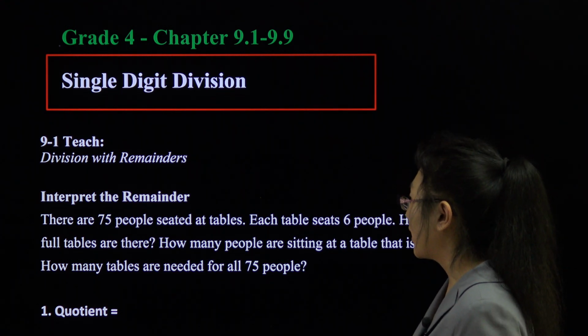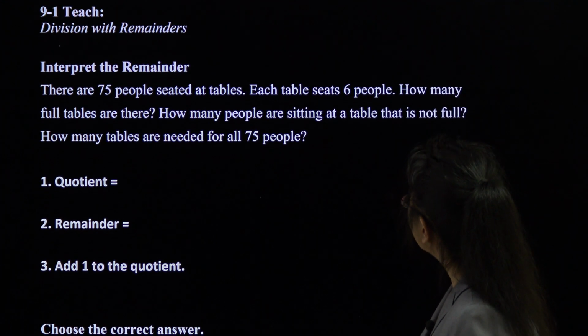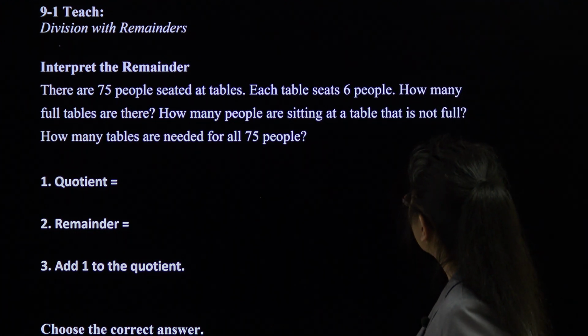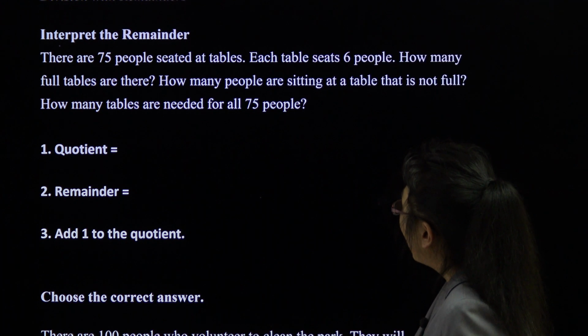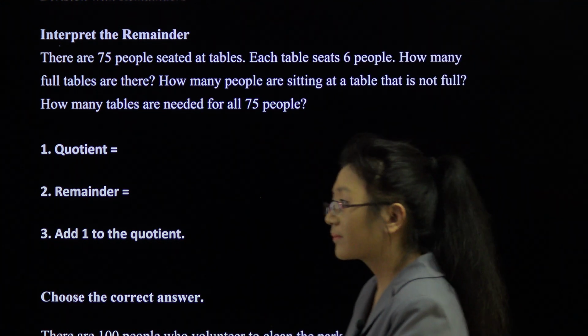Interpret the remainder. There are 75 people seated at tables. Each table seats 6 people. How many full tables are there? How many people are sitting at a table that is not full? How many tables are needed for all 75 people?